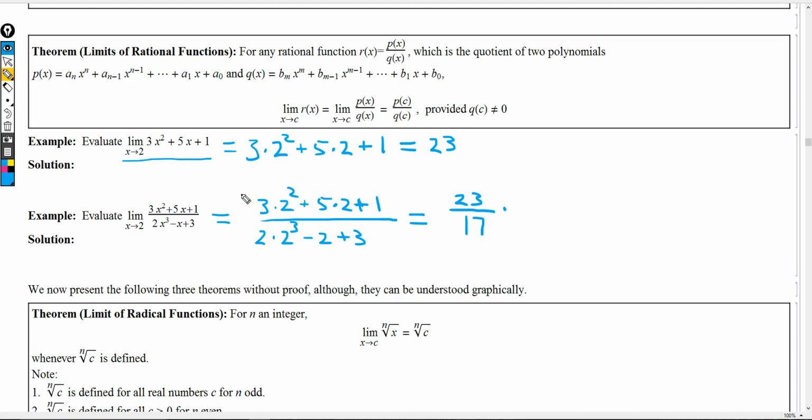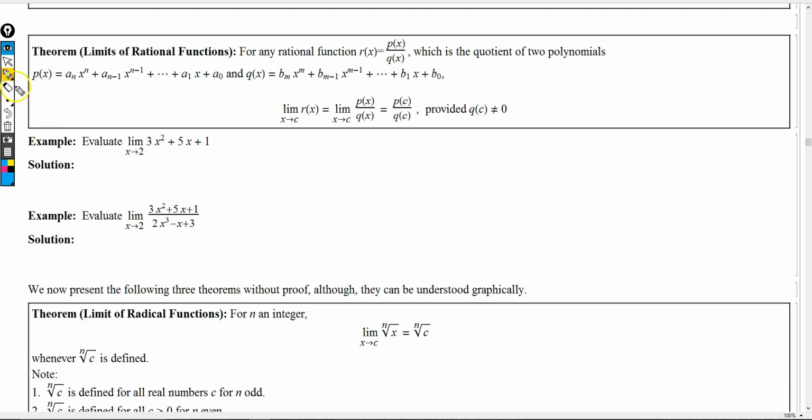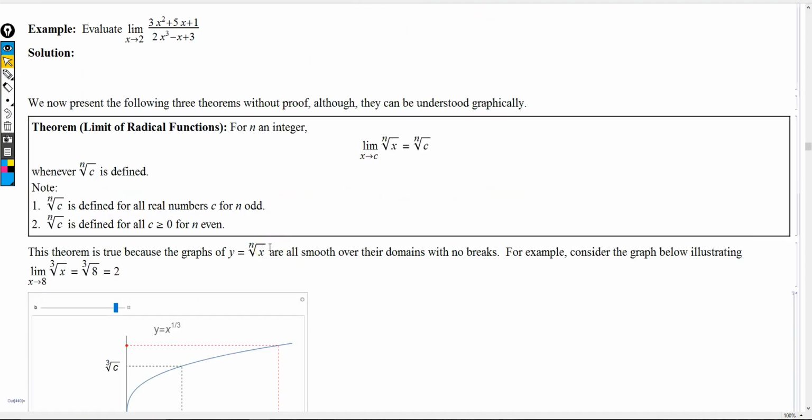Alright. Let's take a look at this now. Limits of radical functions. So for n an integer, the limit as x approaches c of the nth root of x is the nth root of c. So you can just plug the c in for the x.